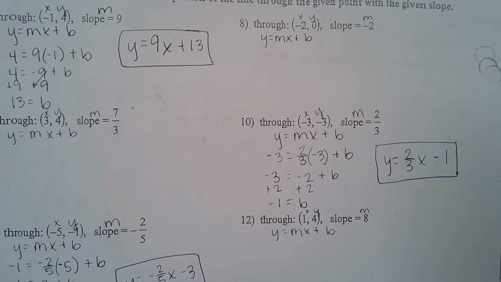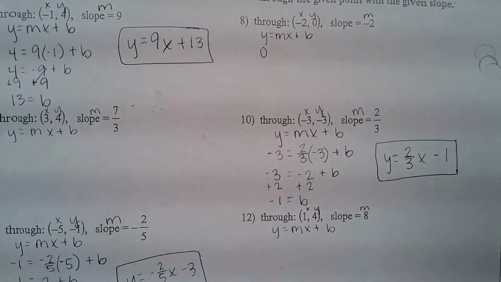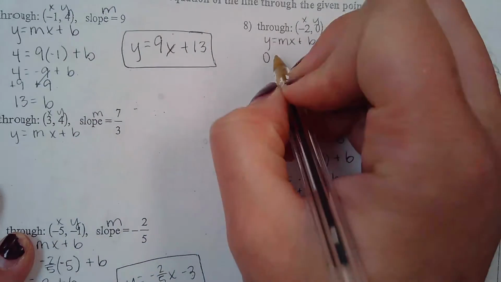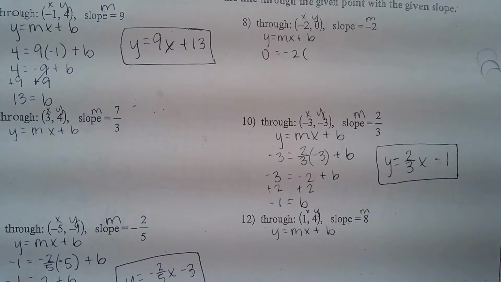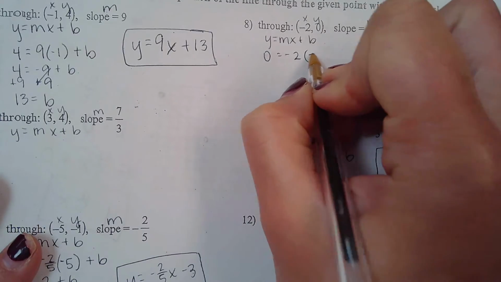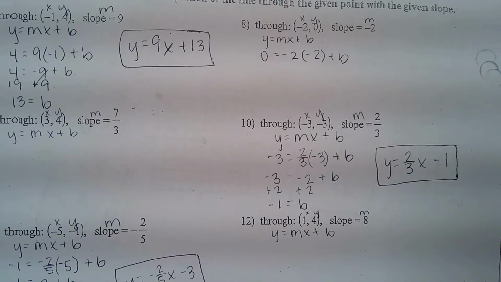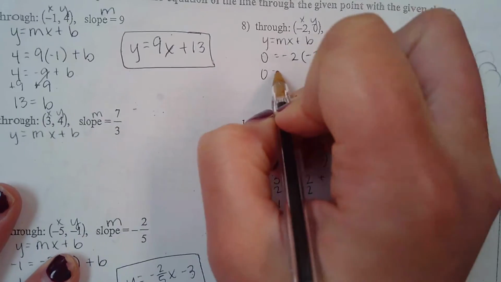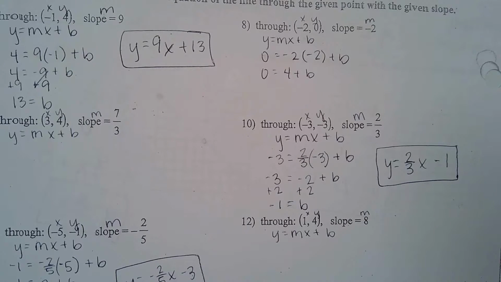Macy, what goes in place of m? Connor, what goes in place of x? What is -2 times -2, y'all? 4. What do we do from there?